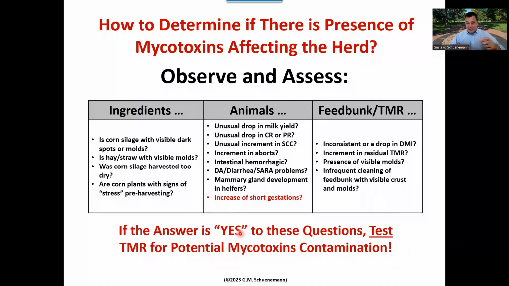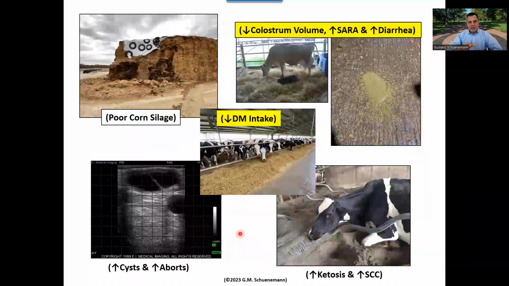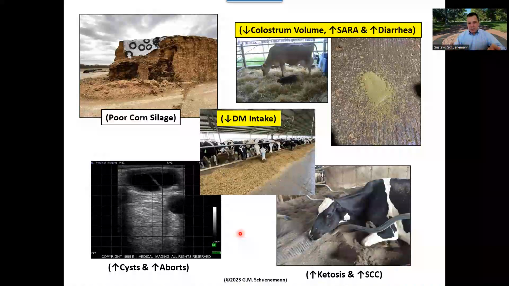If the farm has the ability to change the inclusion rate of some of these specific ingredients, we look for potential mycotoxin contamination. Regardless of the level, we are looking at the contamination level. And basically, a visual thing: when I walk through the farm, this is what I see.